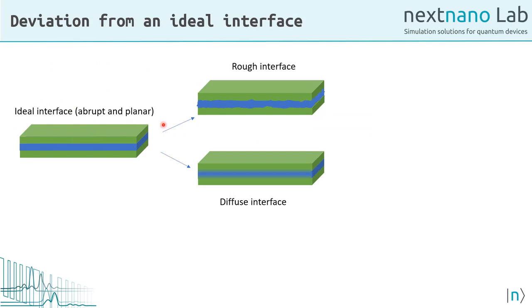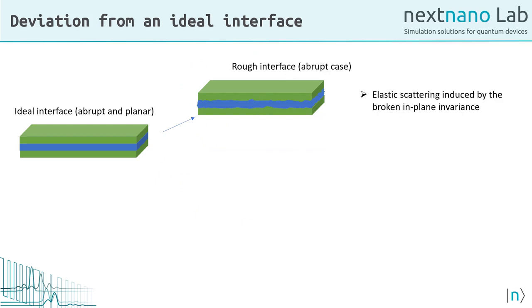So you have two possible effects. First, you have the roughness, and second, the grading of the interface, so the diffuse nature of the interface. In the case of interface roughness, the position of the abrupt interface will depend on the in-plane position. And this will break the in-plane invariance of the device, and as a consequence, it will induce elastic scattering.